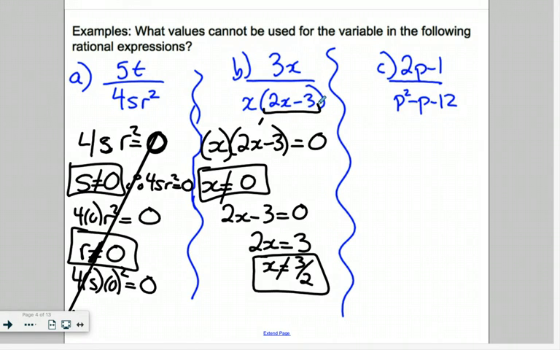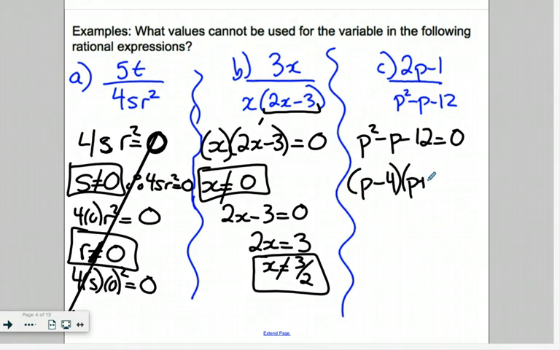So if we have the fraction, again, rational expression, 2p minus 1 over p squared minus p minus 12. So again, we're looking at that denominator. What would cause the denominator to equal 0? Right? Well, again, this is a quadratic. How do we solve it when it equals 0? Well, we need to factor it. Okay? So we will factor this, and p squared minus p minus 12 factors into p minus 4 times p plus 3 equal to 0.